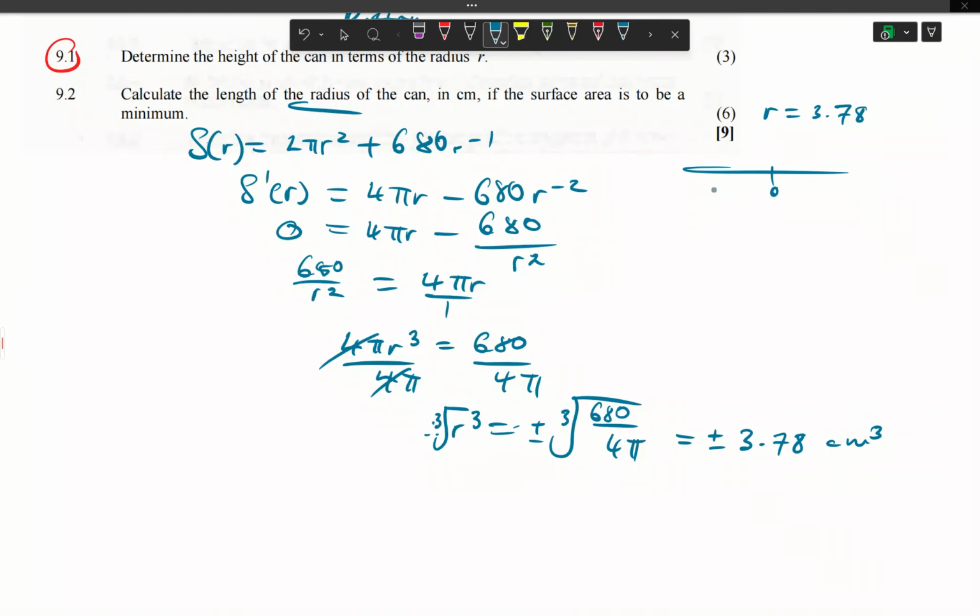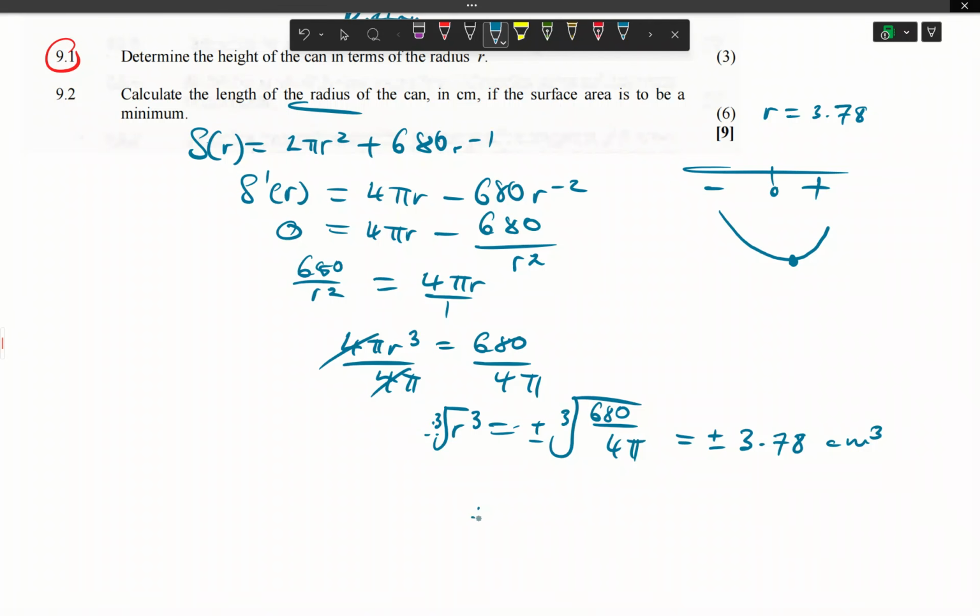So now it means you have negative and then positive. It means now the function is decreasing, and then 0 here, and then increasing like that. So it means you have a minimum at r equals 3.78.